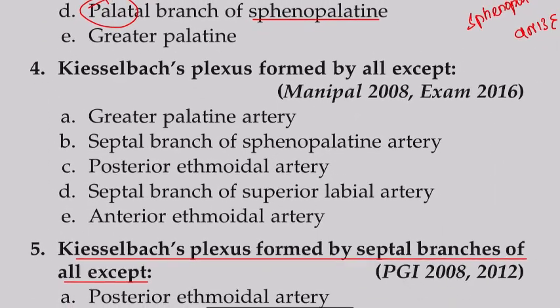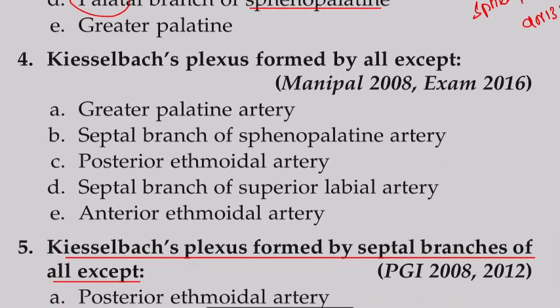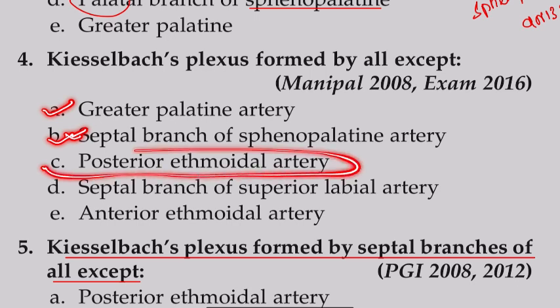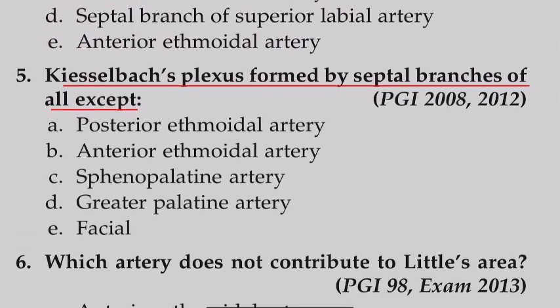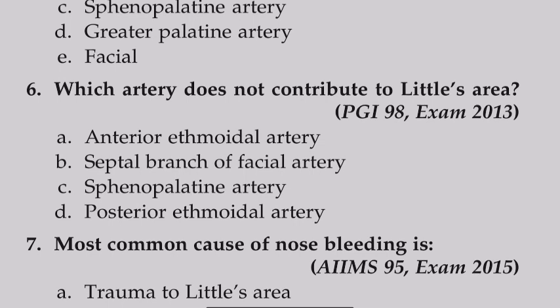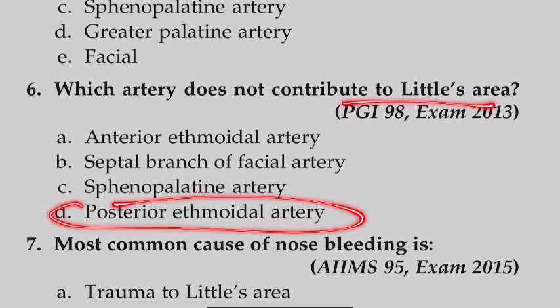Kesselbach plexus is formed by all except which artery? Septal branch of sphenopalatine artery, yes, it is. Posterior ethmoidal artery, no, it is not. Septal branch of superior labial artery, yes. Inferior ethmoidal artery, yes. So the answer is option C. Kesselbach plexus is formed by the septal branch of all except the posterior ethmoidal artery. Which artery does not contribute to Little's area? We all know it is the posterior ethmoidal artery.